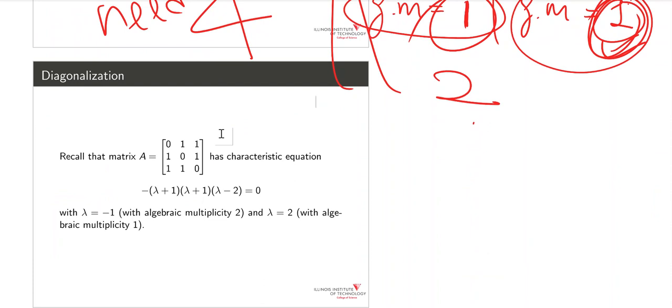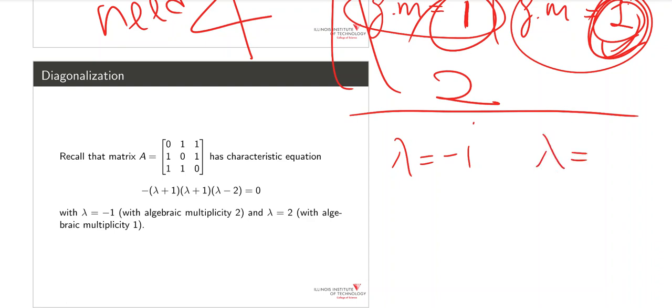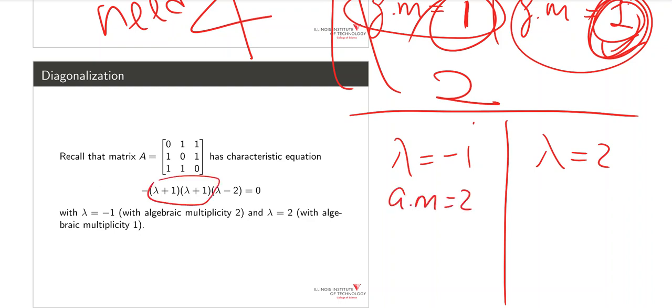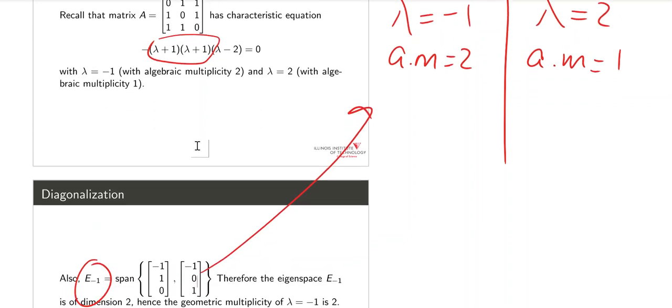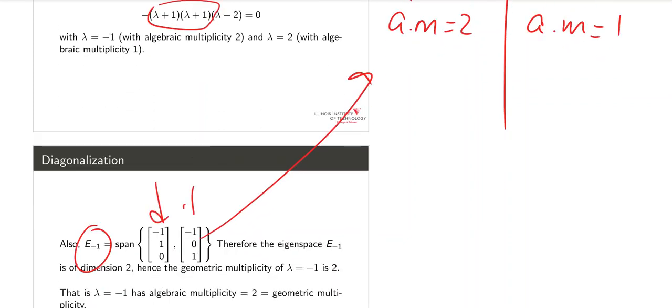So for example, this matrix has a characteristic polynomial like this, right? So here your lambda equals -1 and your lambda equals 2. Your lambda equals -1 has algebraic multiplicity 2, and this one has algebraic multiplicity 1. But we already computed from before: for this eigenvalue, if you compute the eigenspace, you actually find 2 independent eigenvectors. So the geometric multiplicity in this case is 2.